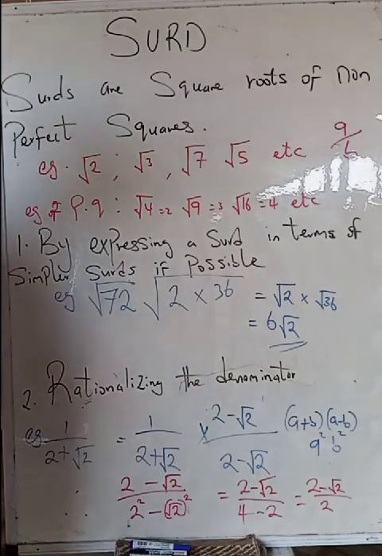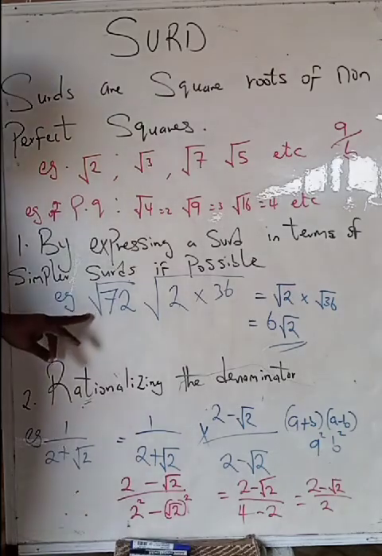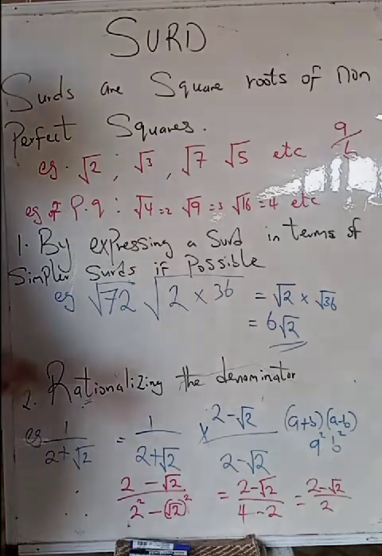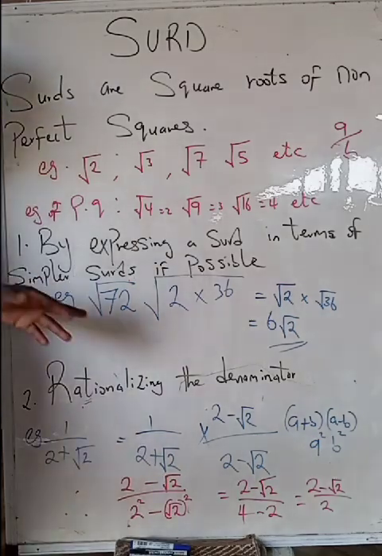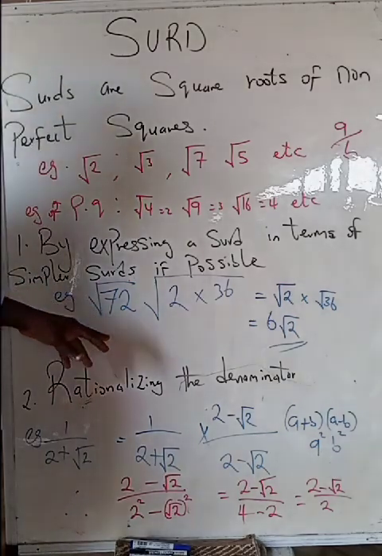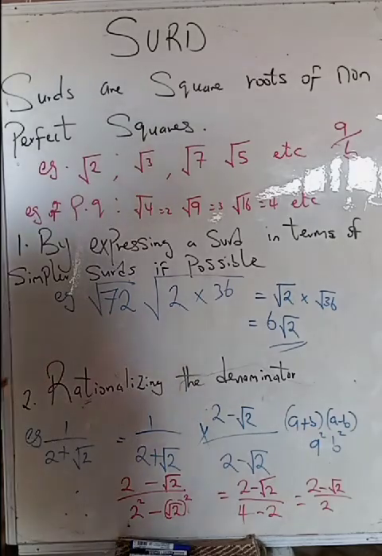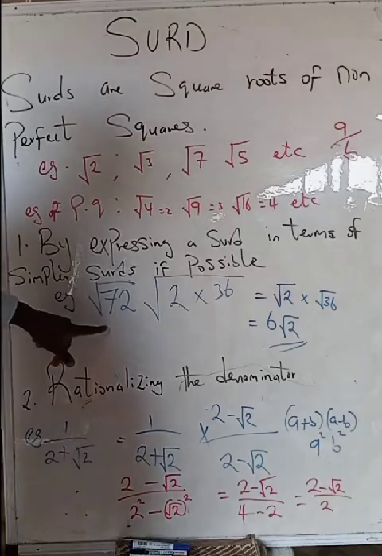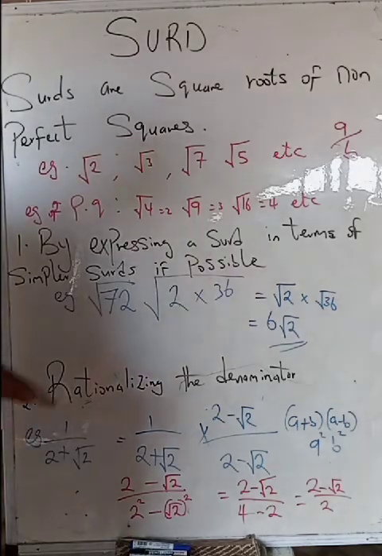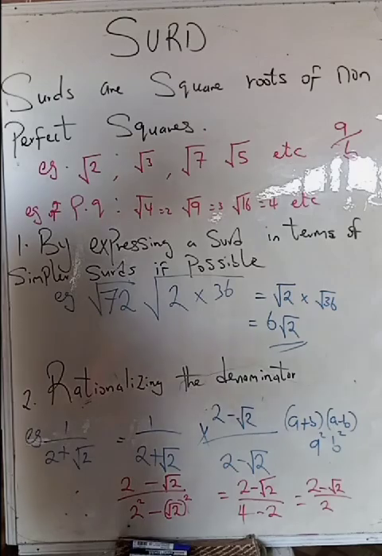For example, we have the square root of 72. 72 is not a perfect square. Why is 72 not a perfect square? 72 is not a perfect square because the value you get is not a rational number. So for us to solve the square root of 72 in mathematics, we use this first method, which is expressing it in terms of a simpler surd if possible.